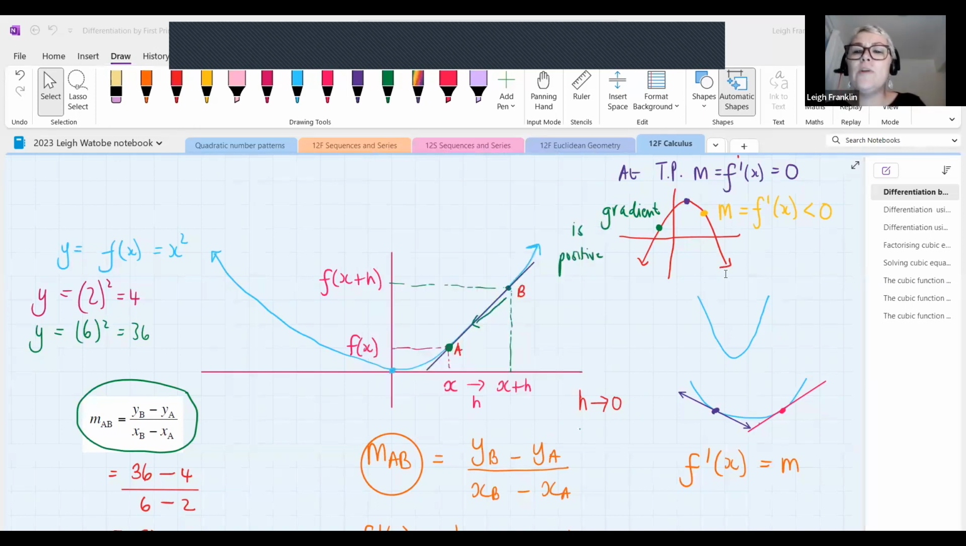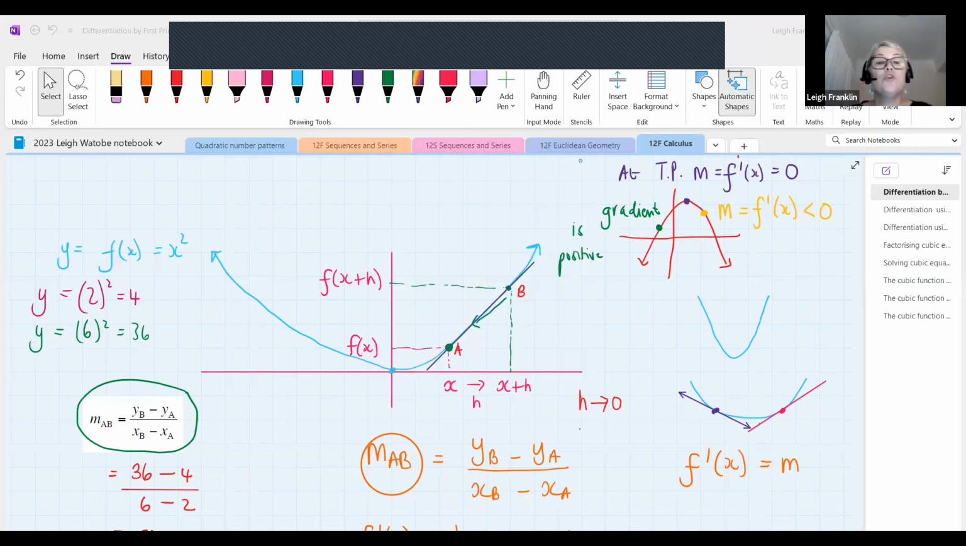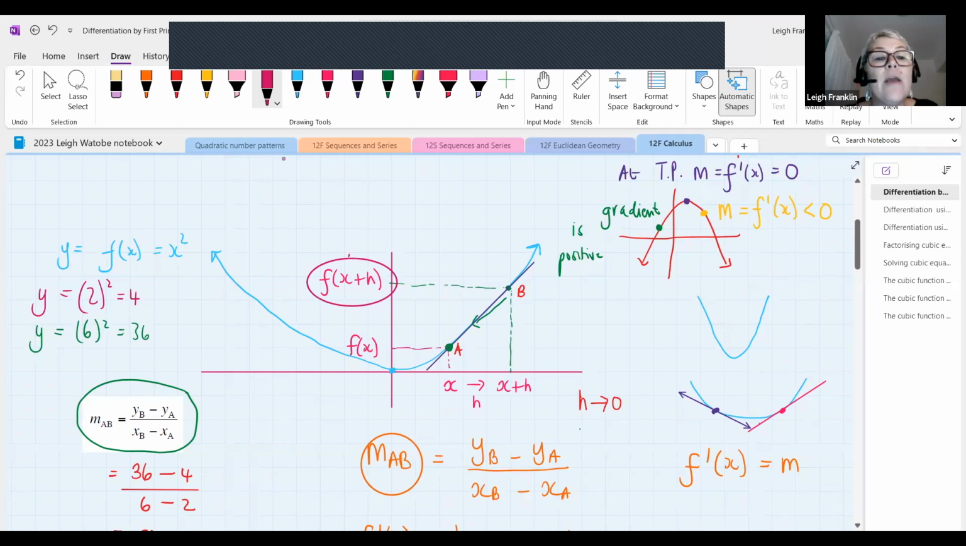Where do you mean when you say there at the top? Oh, there's point B, ma'am. By point B, absolutely. Okay, so this f of x plus h represents the y coordinate at B. Okay, so that is the y coordinate at B. That's what it means.